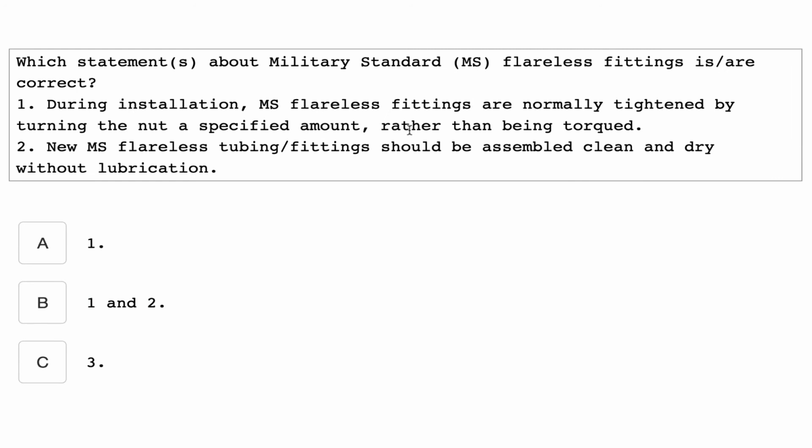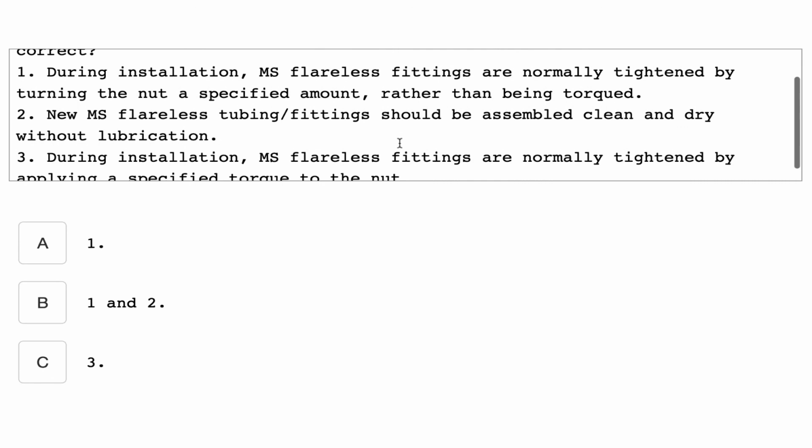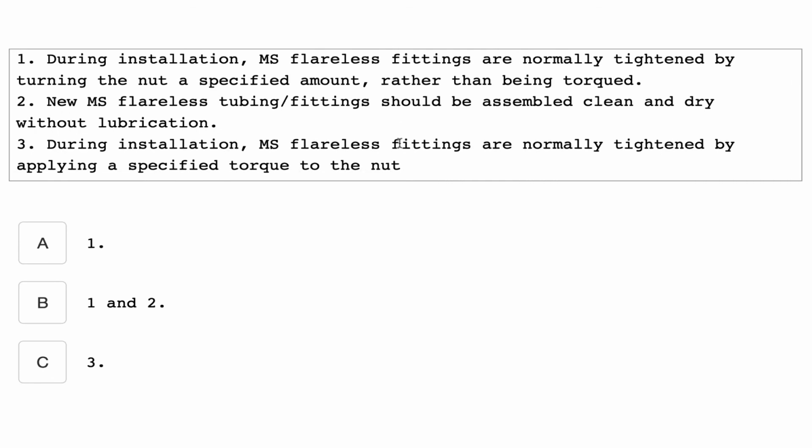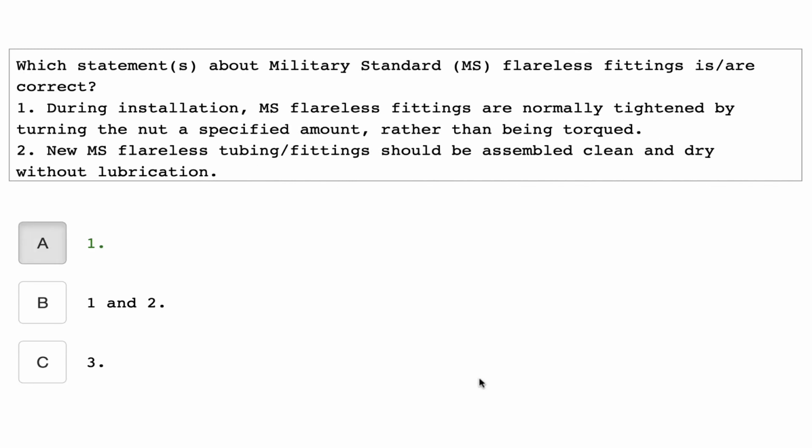Which statements about military standard flareless fittings is or are correct? 1. During installation, MS flareless fittings are normally tightened by turning the nut a specific amount rather than being torqued. 2. New MS flareless tubing fittings should be assembled clean and dry without lubrication. 3. During installation, MS flareless fittings are normally tightened by applying a specific torque to the nut. The answer: 1. During installation, MS flareless fittings are normally tightened by turning the nut a specific amount rather than being torqued.